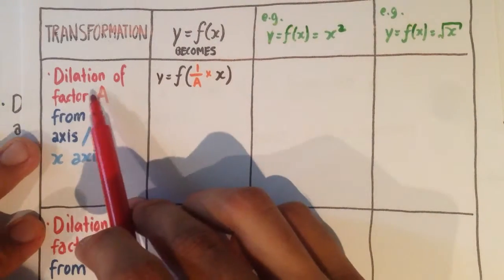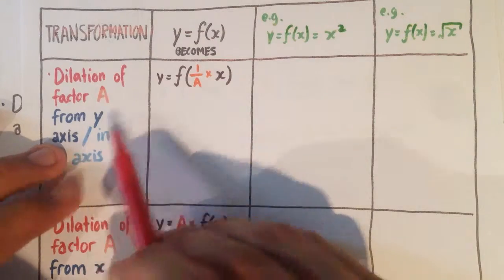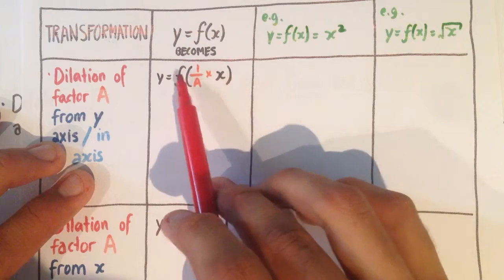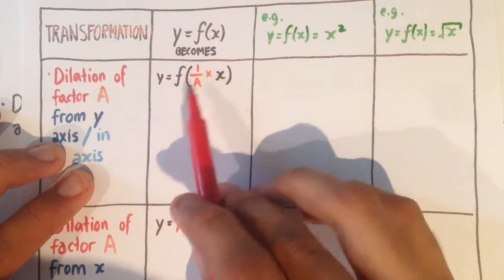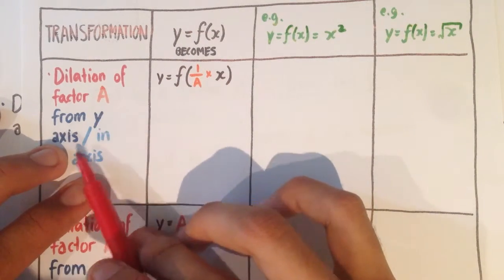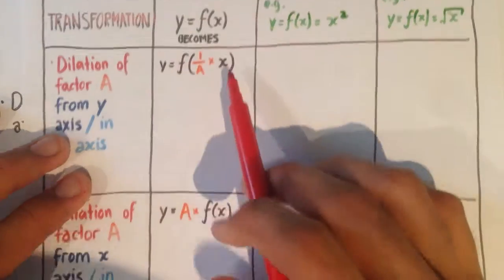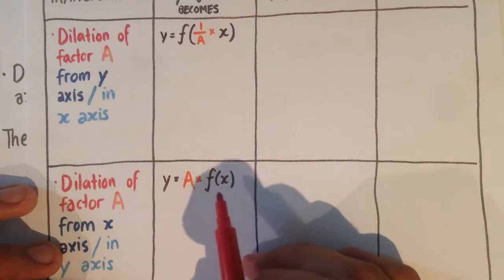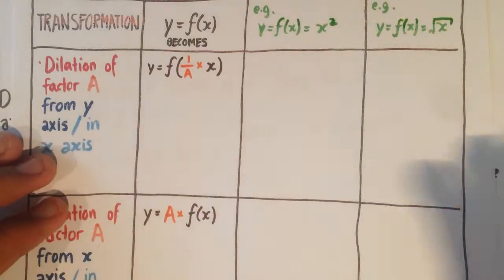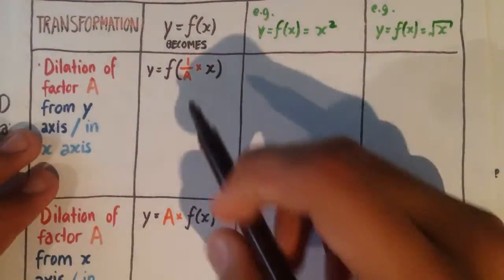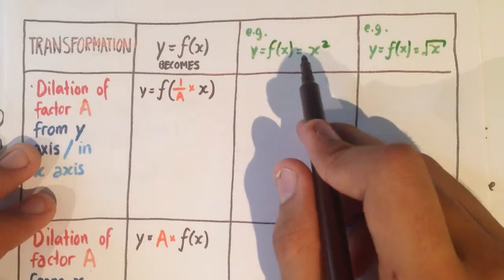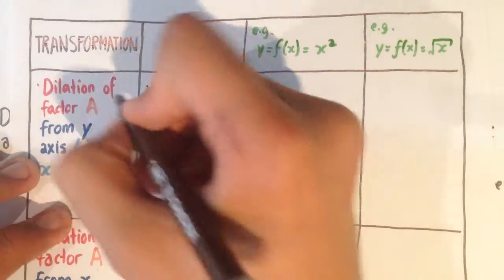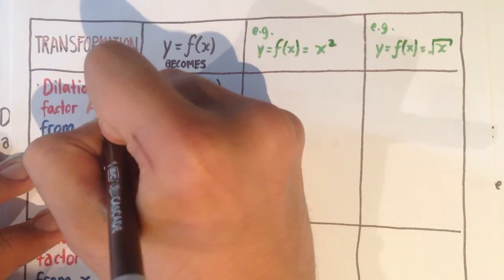If we have a dilation of factor a from the y-axis, then if our old equation was y is equal to f of x, our new equation would be y is equal to f of 1 on a times x. This is from the y-axis. If we had a dilation of factor a from the x-axis, then our new equation would be a times f of x. You just have to remember that. And let's look at an example. Let's say we're dilating this by a factor of 2 from the x-axis. Let's say a is equal to 2.